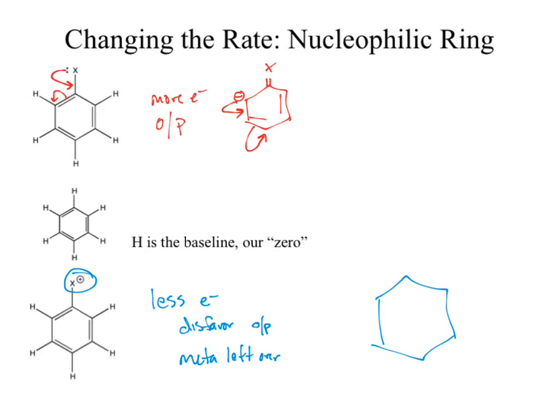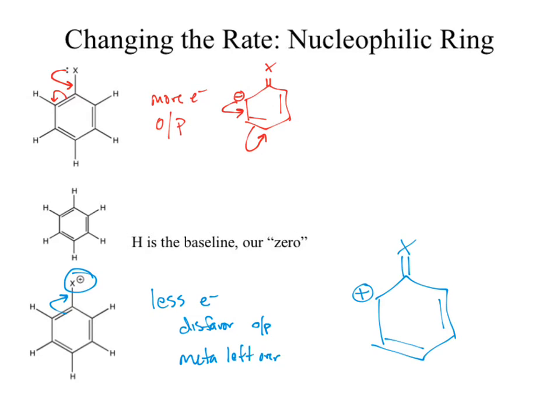Draw out the next one. If we have a positive charge atom, we end up drawing electron density moving out of the ring in our resonance contributor. What charge builds on the meta position? Trick question. No charge builds on the meta position. What charge builds at the ortho and para position? A positive charge.